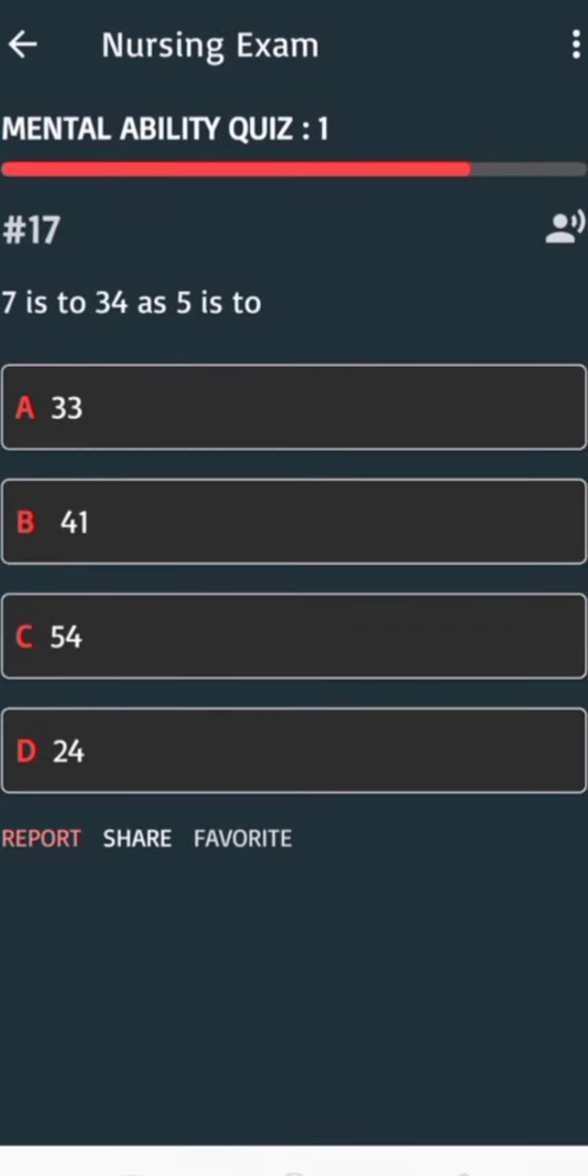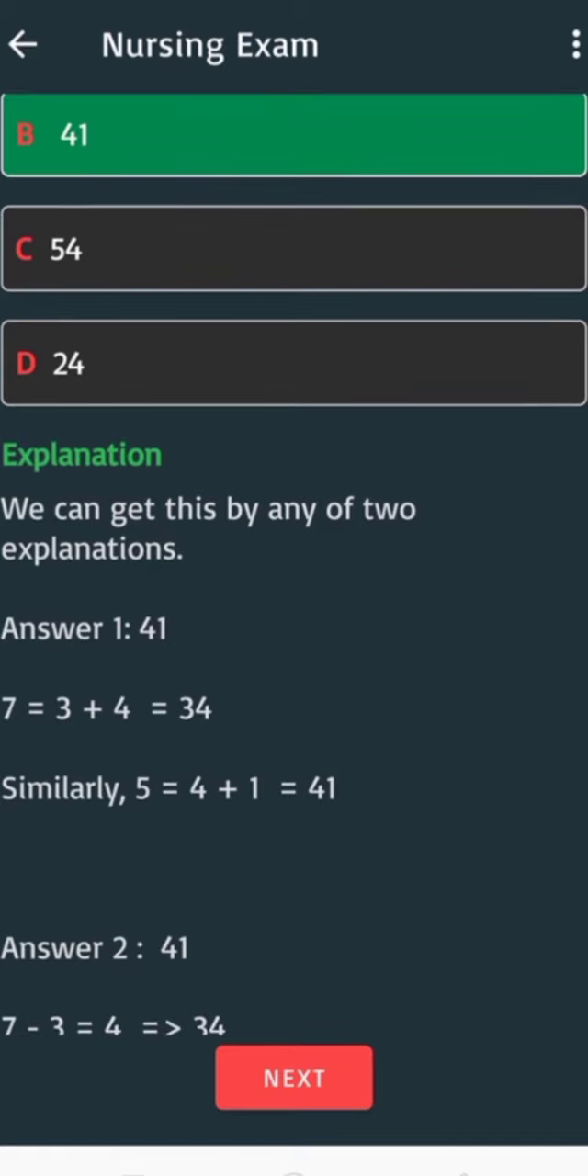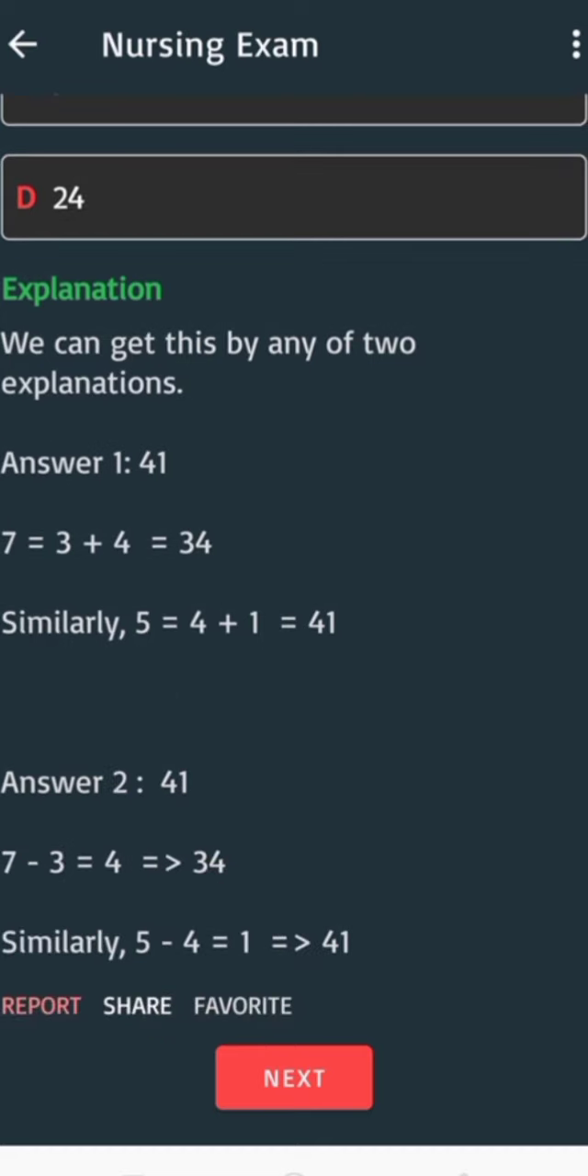Seven is to 34 as five is to what? A. 33, B. 41, C. 54, D. 24. Correct answer: we can get this by any of two explanations. Answer 1: 7 equals 3 plus 4 equals 34. Similarly, 5 equals 4 plus 1 equals 41. Answer 2: 7 to 3, 4 equals 34. Similarly, 5 to 4, 1 equals 41.